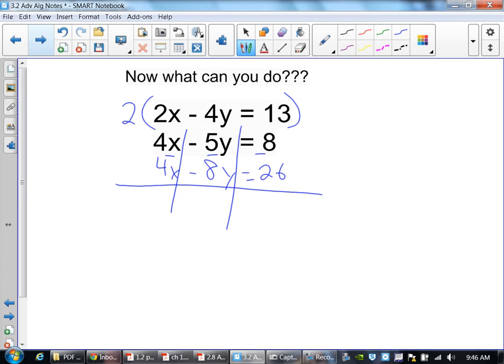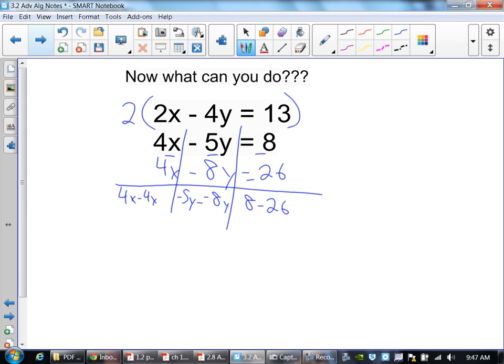And then I take a quick second and write it: 4x minus 4x, negative 5y minus negative 8y, and 8 minus 26. You don't have to write it like that. It's a suggestion that I always follow, because it forces you to make sure you don't mess up those signs, because there are so many negatives that can get thrown in here. I know how you guys will mess that up.